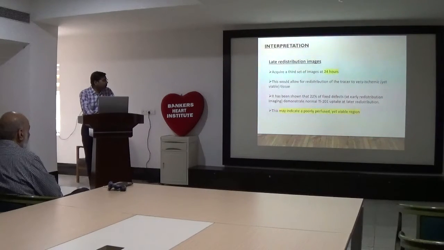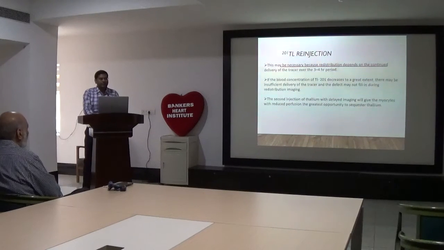Also, if there is a later uptake of thallium, it suggests this myocardium is viable; it is hypoperfused but still viable. Now, the re-injection. In some patients, we need to re-inject thallium because thallium redistribution is much more extensive. It redistributes in the liver and other tissues as well. So, in some patients, we need to re-inject thallium to get a proper image at 24 hours.